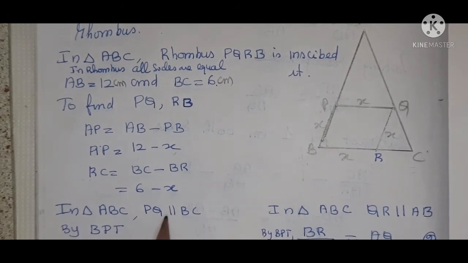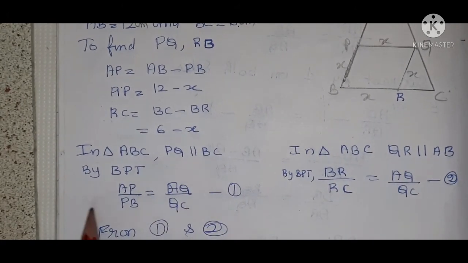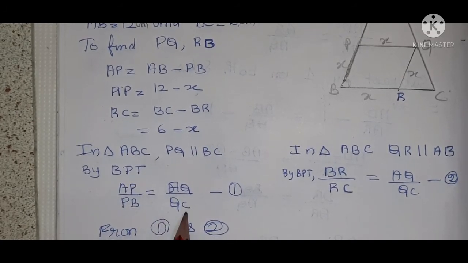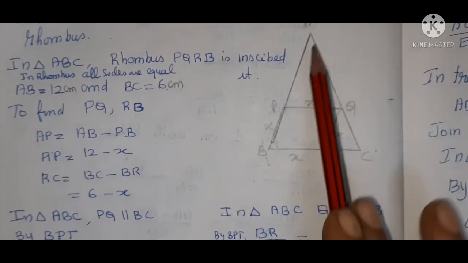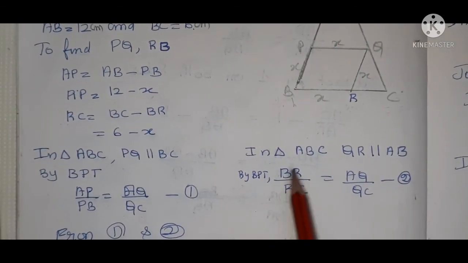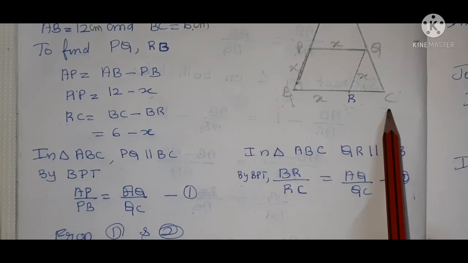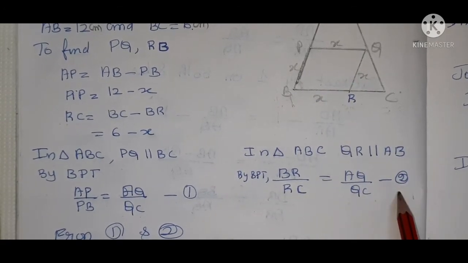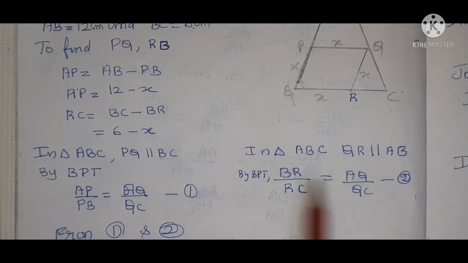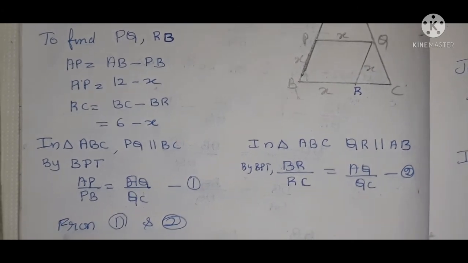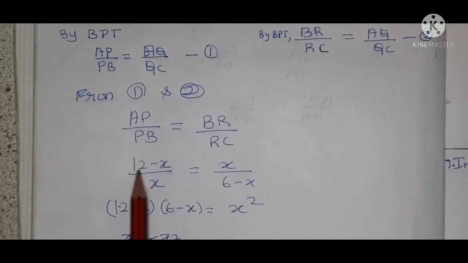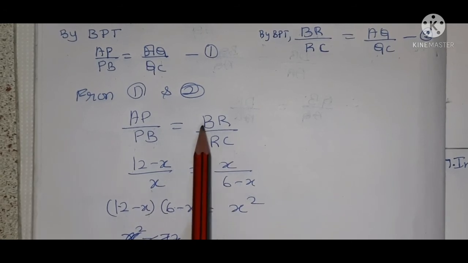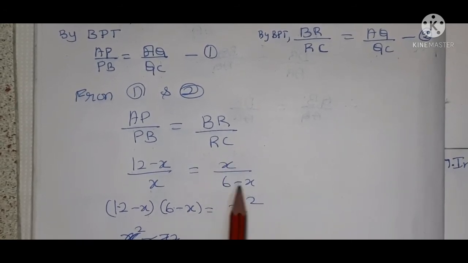In triangle ABC, PQ is parallel to BC, by BPT, AP by PB is equal to AQ by QC, taken as 1. In triangle ABC, QR is parallel to AB, by BPT, BR by RC is equal to AQ by QC, taken as 2. From 1 and 2, right sides are equal, so left sides are equal. AP by PB is equal to BR by RC. AP is 12 minus x, PB is x, equal to BR x by RC 6 minus x.